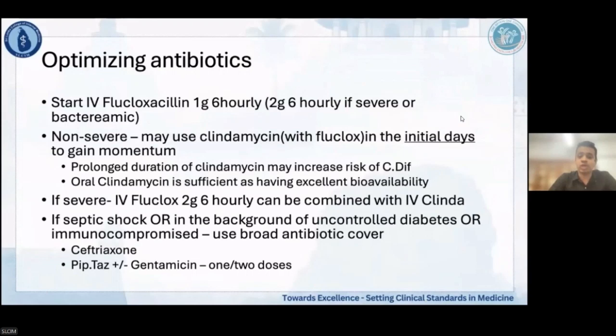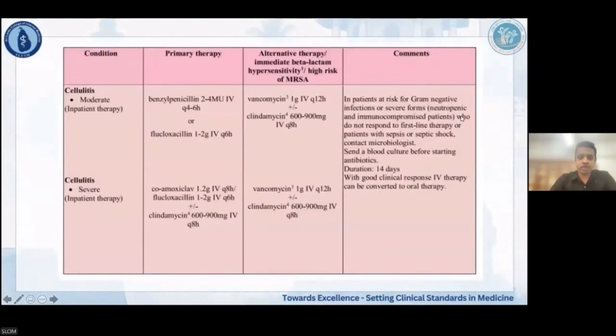So in that case, you need to consider a broad antibiotic cover. The reason being, this could be polymicrobial, and the patient may be having gram-negatives. Or else this may be a case where the patient has a bad pyelonephritis with cellulitis. So in that case, we have to hit hard, and we have to cover a broader spectrum of antimicrobials. So then the choice would be to go for drugs like ceftriaxone or piperacillin tazobactam or meropenem with or without gentamicin.